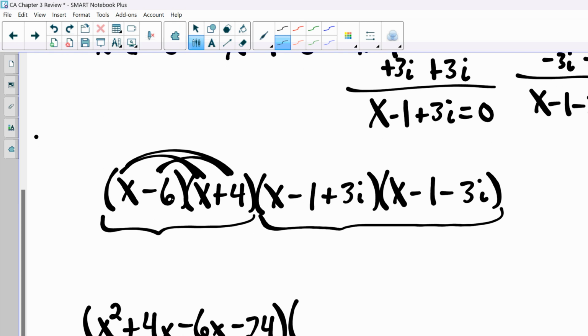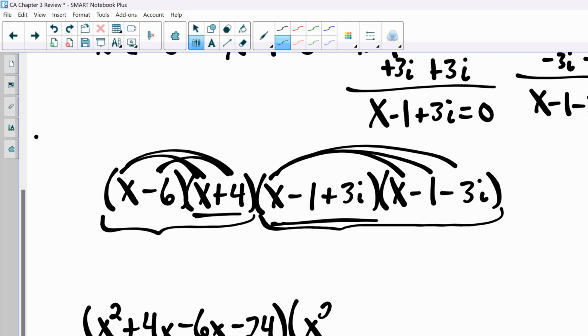I just don't want to multiply the x plus 4 and x minus 1 plus 3i. That's going to make things a lot harder than they need to be. So we multiply these two here. We have a lot more terms than last time. X times x is going to be x squared. X times negative 1 is negative x. X times negative 3i is negative 3xi.